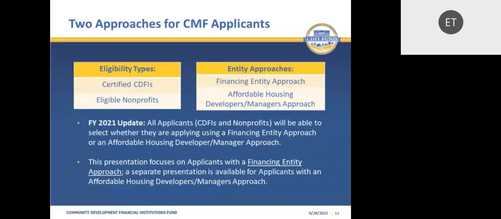Okay, so we talked about the two different types for eligibility, certified CDFIs and also eligible nonprofits. In addition to the two eligibility types, there are two entity approaches. The first one is a financing entity approach, which is what this webinar focuses on. And the second approach is the affordable housing developer/manager approach. This was the webinar that we hosted last week, and you can access it on the CDFI Fund's website.